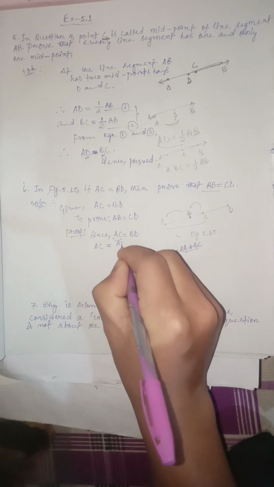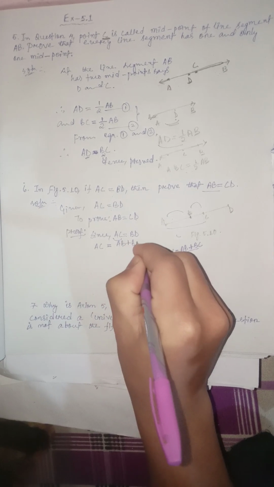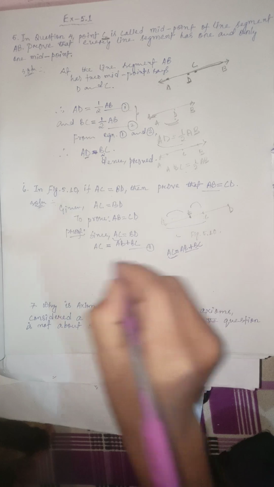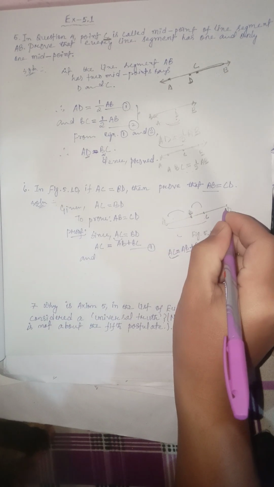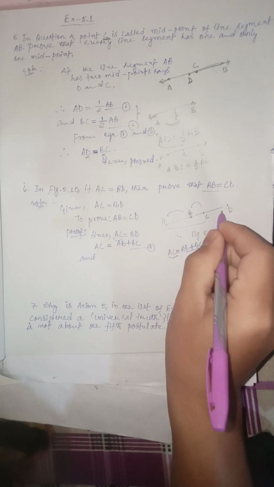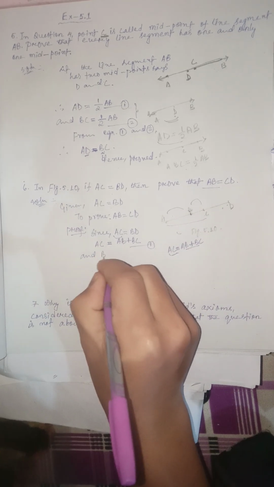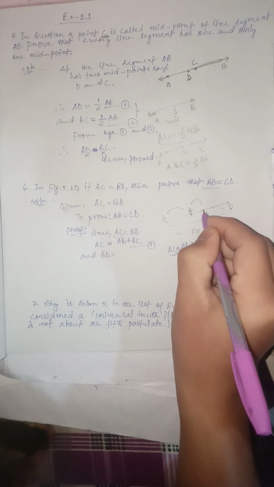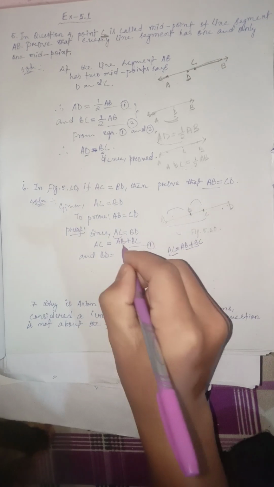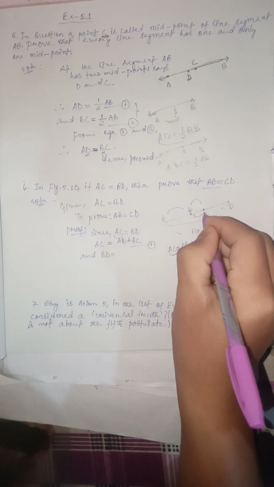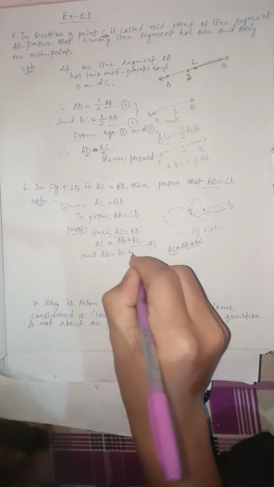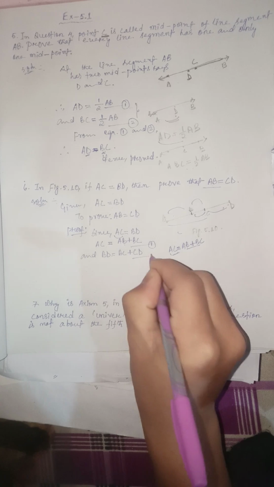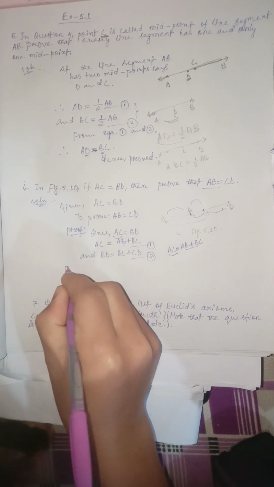Let me write it in this form, and this will be taken as equation 1. And after that, B and D. Let me take this one. We can take this, right? BD. If you want to express BD in this way, then it will be BC plus CD. BC plus CD. Now let me take this one as equation 2.